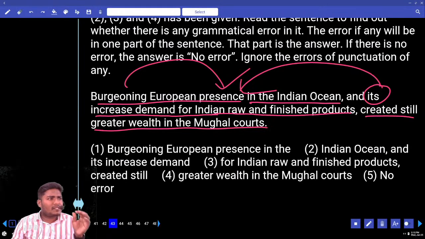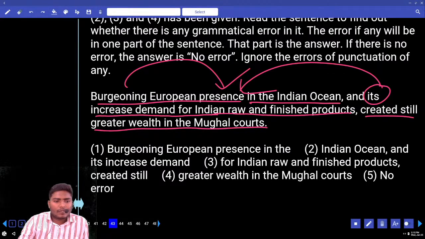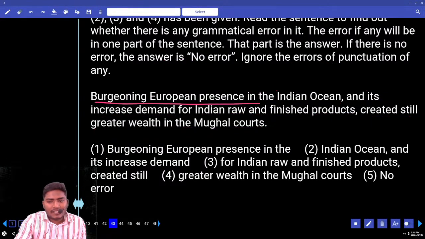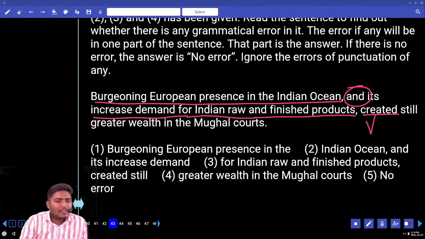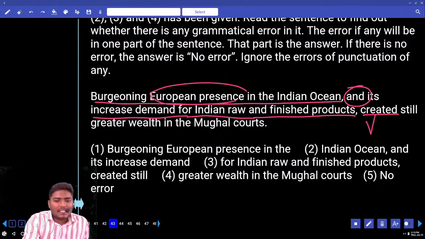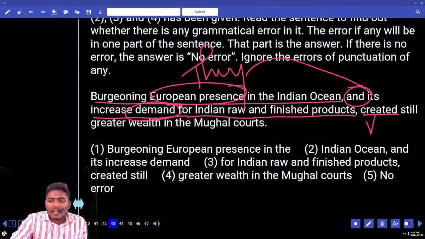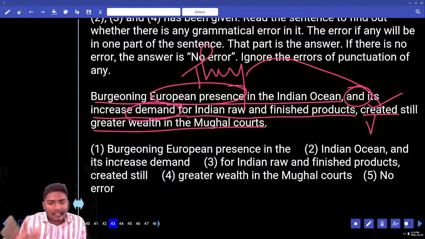Now, can you tell me the subject and verb agreement in this sentence? Burgeoning European presence in the Indian Ocean, and also its increased demand for Indian raw and finished products created. Tell me the verb form. What is the verb here? Created. Something created. What created? European presence and also demand. These two created still greater wealth in the Mughal courts.